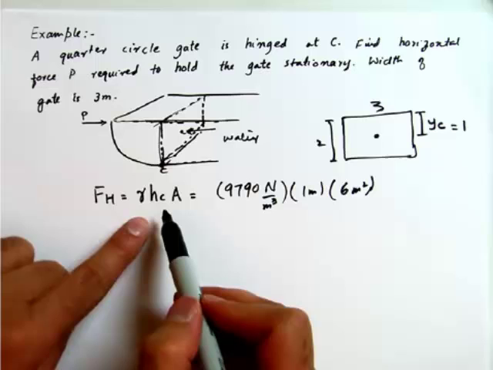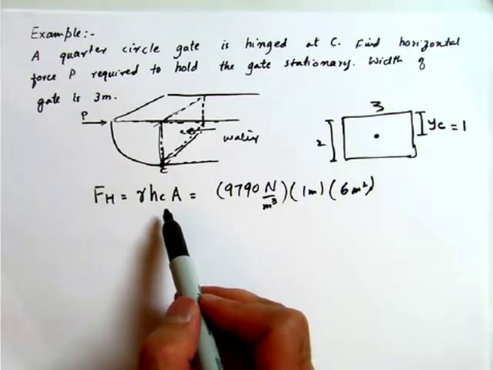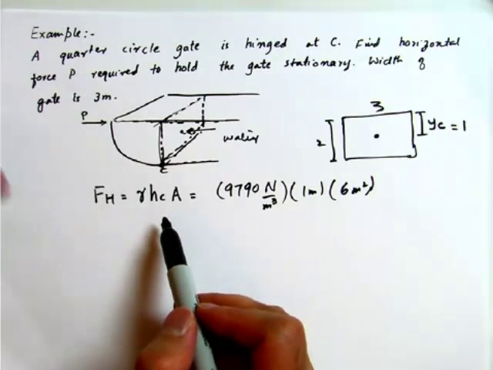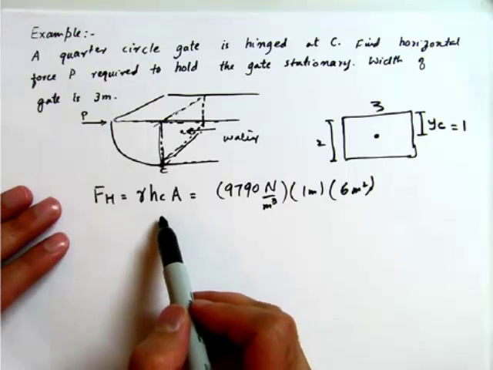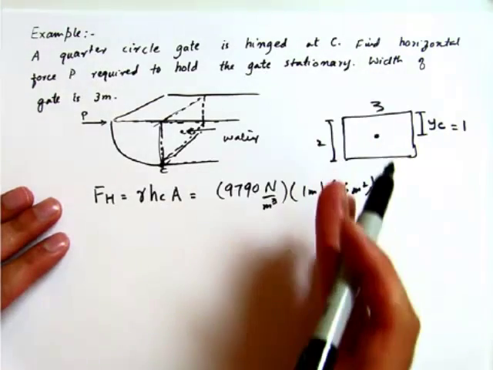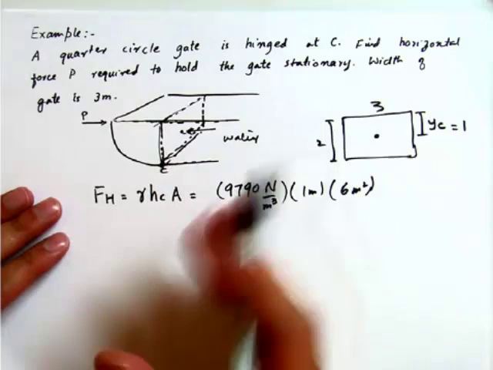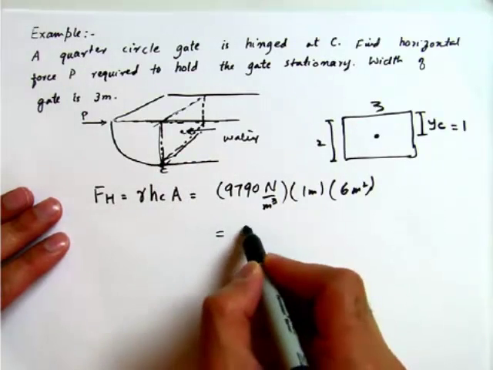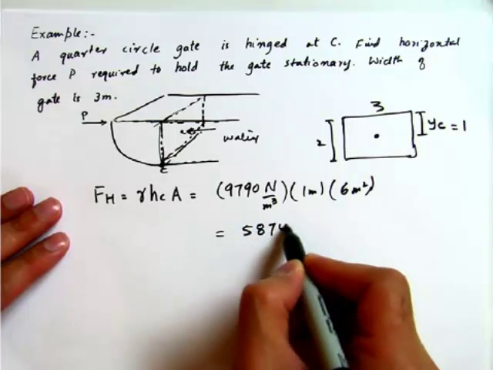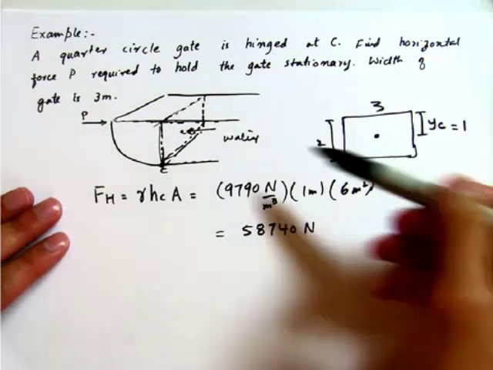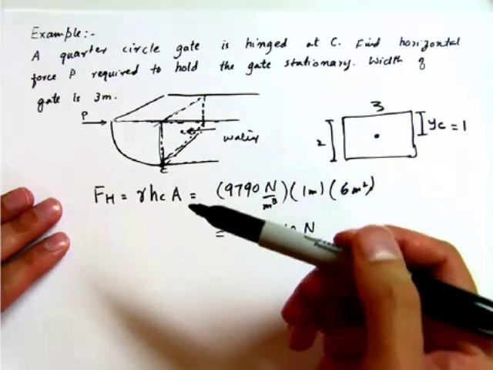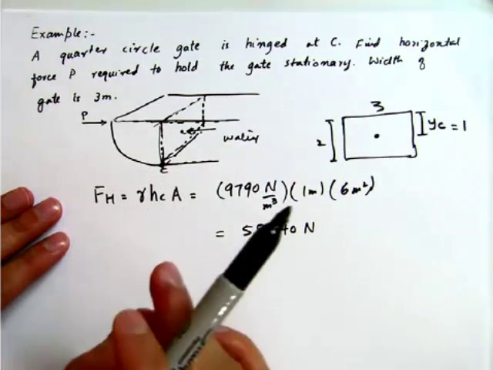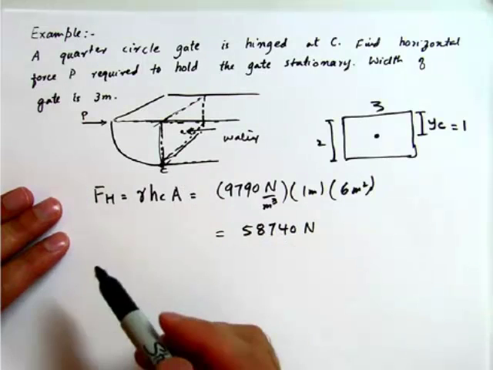And the way we are deriving this, you can look at the derivation from today's video or the last video that I talked about for the forces on a vertical plate. Okay, so when I multiply all of these together, it gives me 58740 newtons. So this is the force that's being applied in this direction. We don't know the location of that force yet, but we do know the magnitude of that.